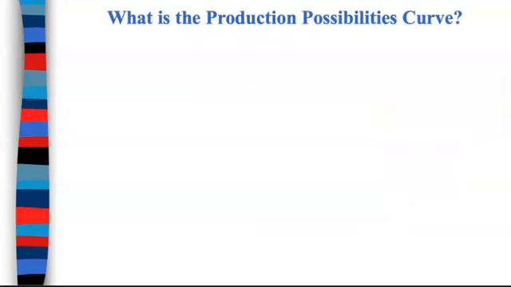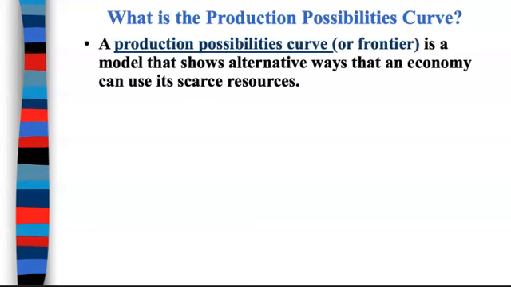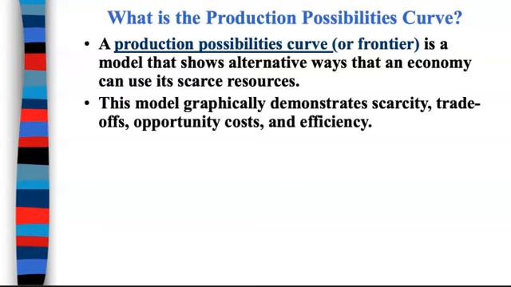Now, we can see all of this through something that is called the production possibilities curve. And the production possibilities curve is our very first graph. And I know you must be wondering, what is the production possibilities curve? Well, the production possibilities curve, or frontier, is a model that shows alternative ways that an economy can use its scarce resources. Now, this model has helped to graphically demonstrate the ideas of scarcity, trade-offs, opportunity costs, and efficiency.